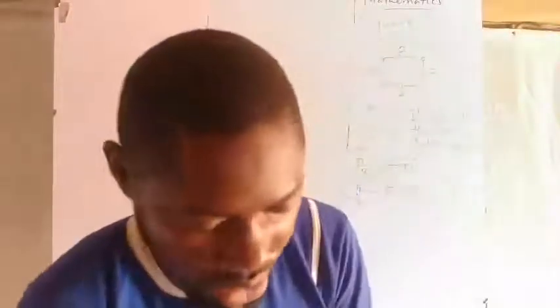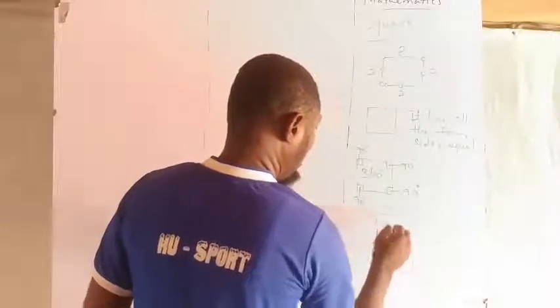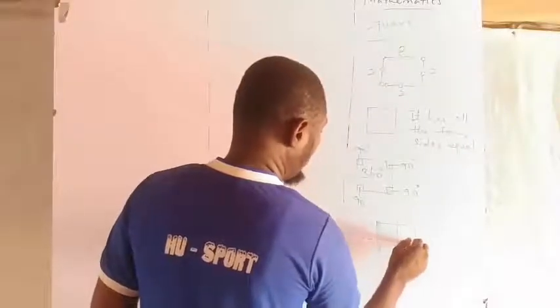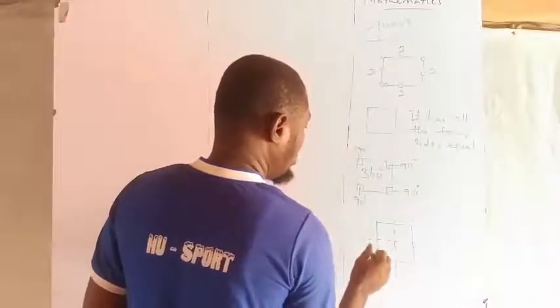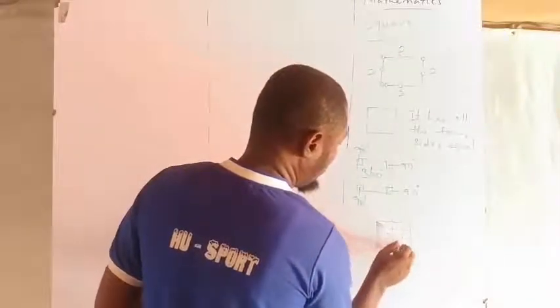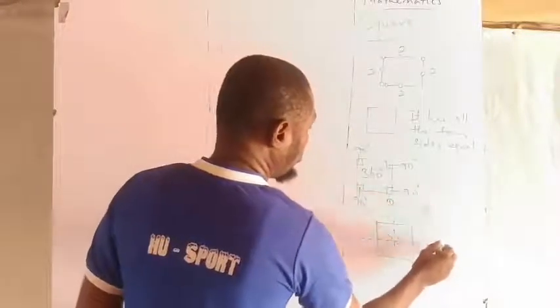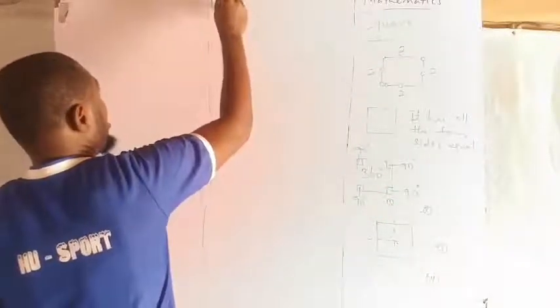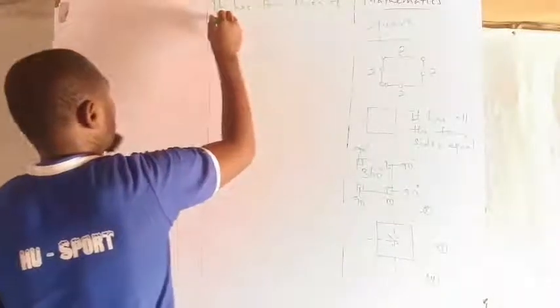So a square has 4 lines of symmetry. This is a square. You can divide it equally this way. You can divide it equally this way. You can divide it equally this way. You can divide it equally this way. So we have 1, 2, 3, and 4. So it has 4 lines of symmetry.